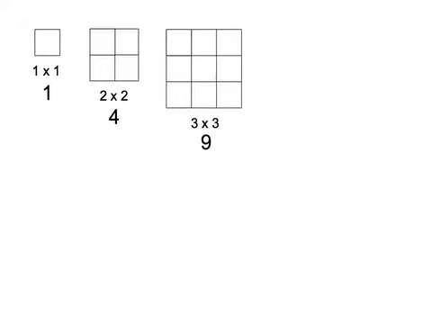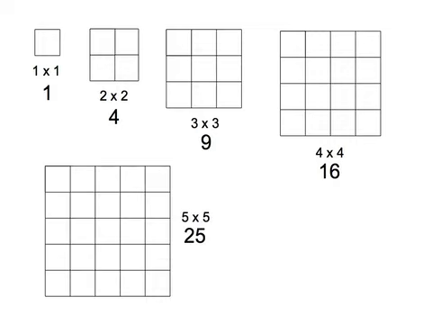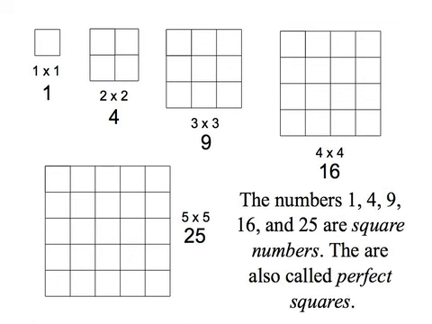And that brings us to some special numbers. Here's a 1 by 1 square. Here's a 2 by 2 square, which then contains 4 smaller squares. A 3 by 3 square contains 9 smaller squares. Then 4 by 4 to get 16, and 5 by 5 to get 25. And as you probably can guess, we can go on infinitely, but we don't have enough space for that. So we'll just say that the numbers 1, 4, 9, 16, 25, and so on are square numbers. They are also known as perfect squares.